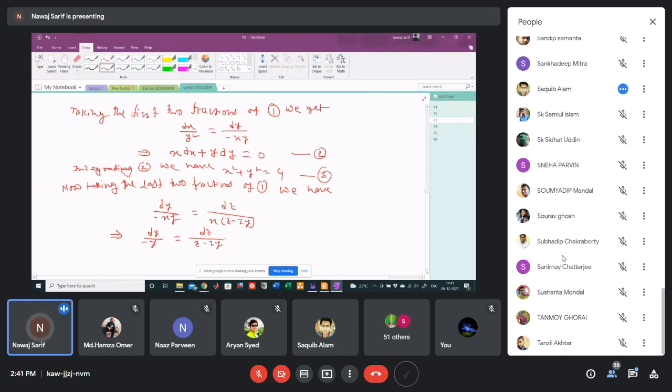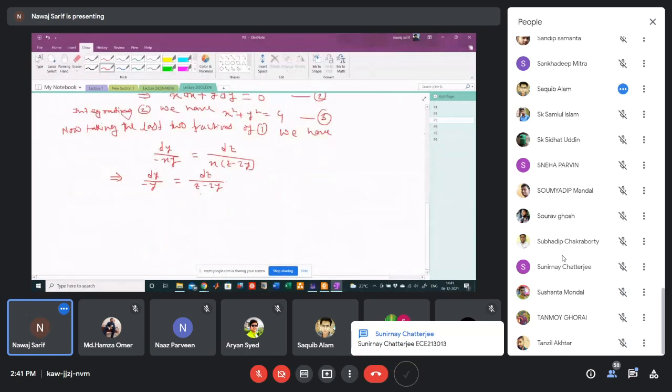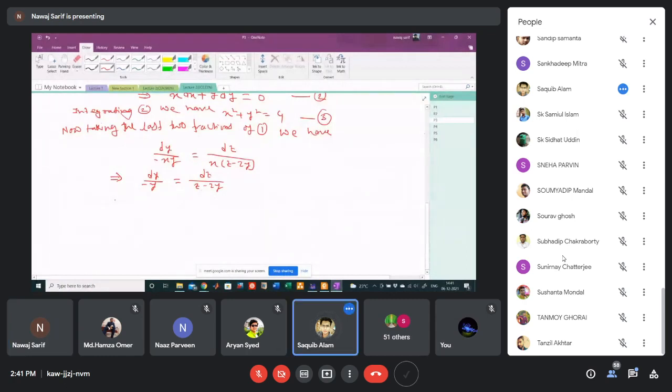Now how will you solve this equation? This is your ordinary differential equation. So how will you solve this equation? Can you solve this equation? Dy by minus y equals to dz by z minus 2y. This is your ordinary differential equation.